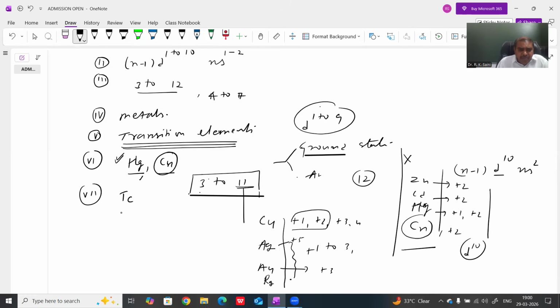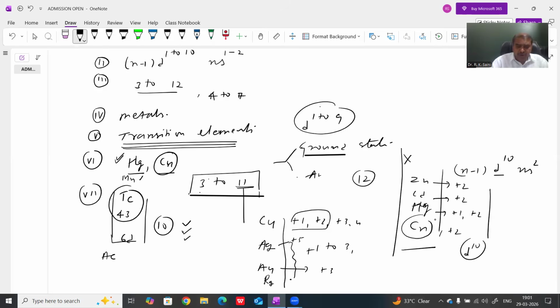Technetium is the first man-made element, atomic number 43. It is the element of group number 7 after manganese. Technetium is the first man-made element, and most of the elements of the 6d series except actinium are man-made, and hence a total of 10 elements in the d block are known as man-made or synthetic elements.